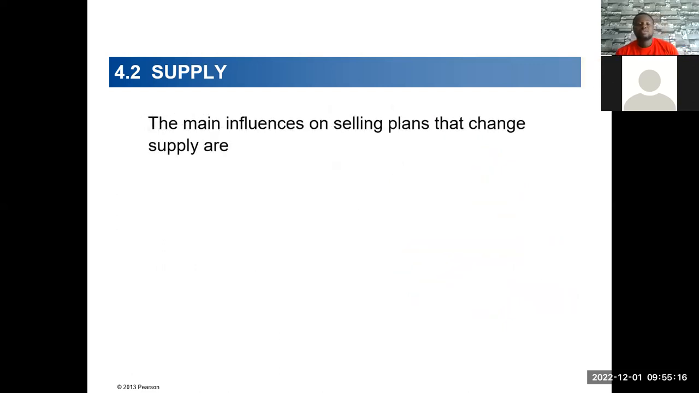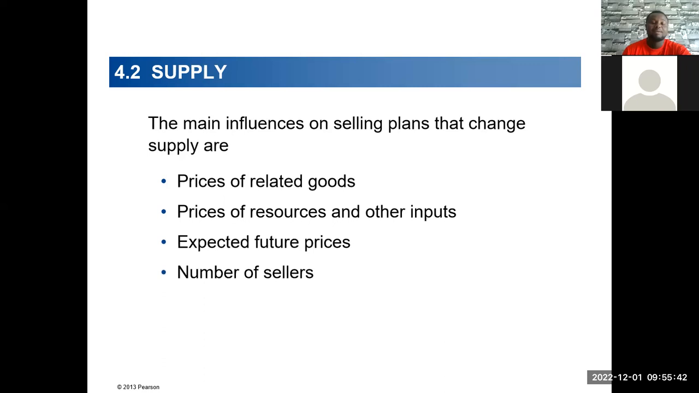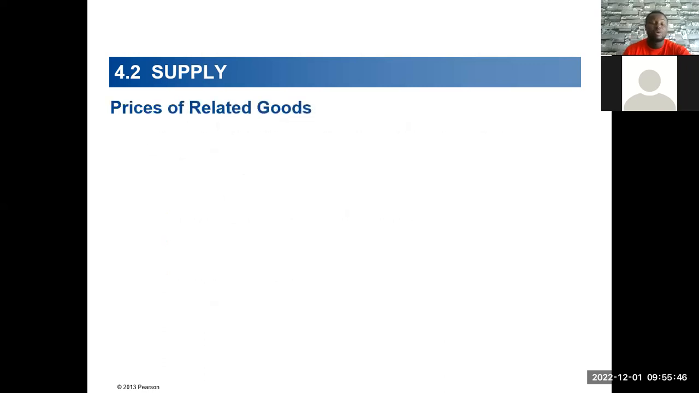All right. Now let's look at the factors affecting supply. Factors affecting the supply of a commodity. Now we know of price. Definitely, the price of the commodity will affect the supply. But then, price of related goods, price of resources and other inputs that are used in producing that particular good, expected future prices, number of sellers, and their productivity. So we'll take them one after the other, as we did for the demand.